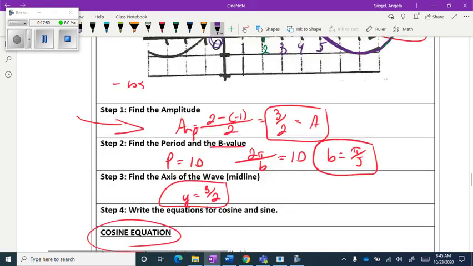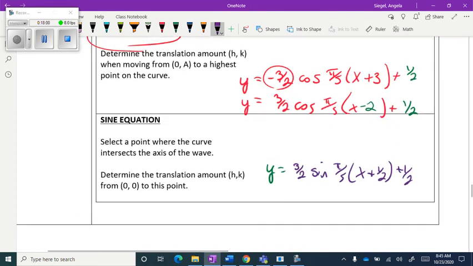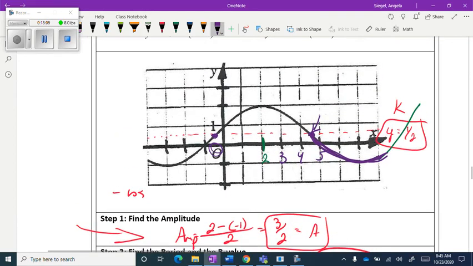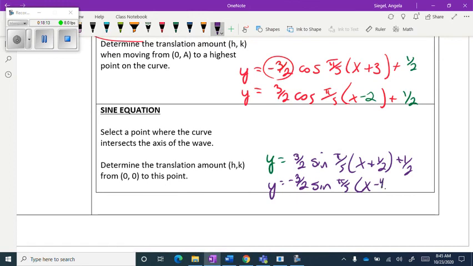If you did use this original one, so this one right there, then that would make it a negative A because it's going down first. And so let's just talk about that. That'd be negative 3/2 sine of pi over 5, and then x, what is it, minus 4.5, plus 1/2. So either one of these, again, would work. And that is it.